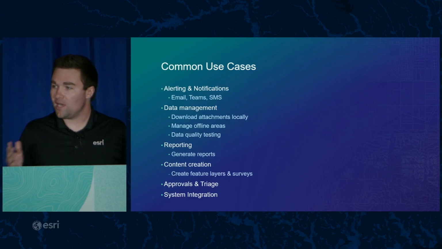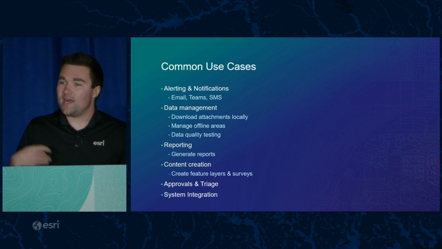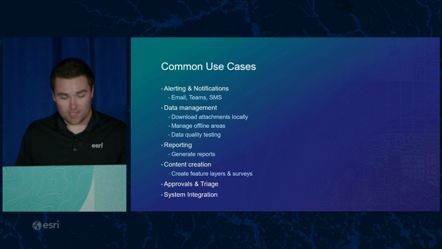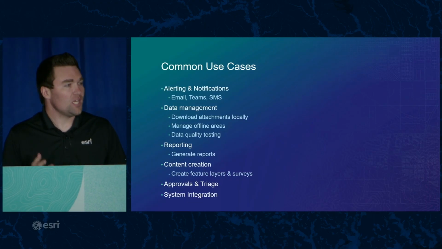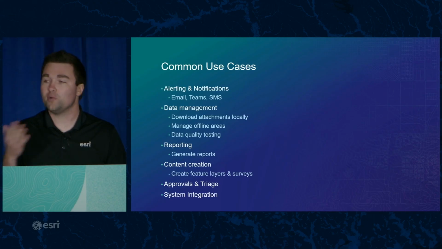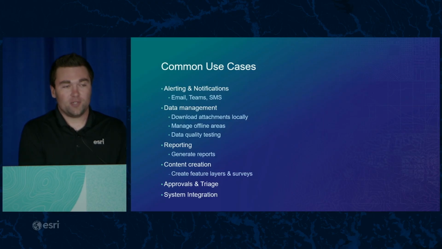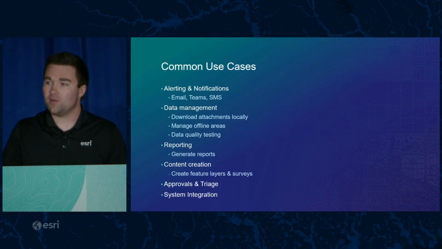Managing offline areas, so automating creating and updating offline areas to make sure that they're up to date and the best that they can be, as well as data quality testing, ensuring that the data that's coming in meets various standards and specifications. Things like reporting, so generating reports, automating the creation of the reports, and even automating doing something with those reports. We'll see in our demo, taking those reports and uploading them as an attachment to a feature layer, or even taking those reports and bringing them into other third-party systems.